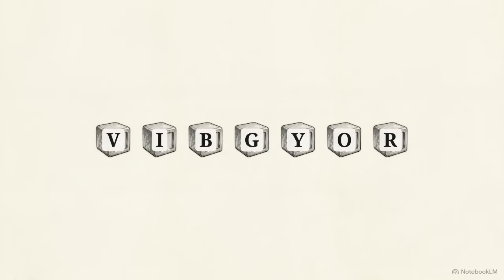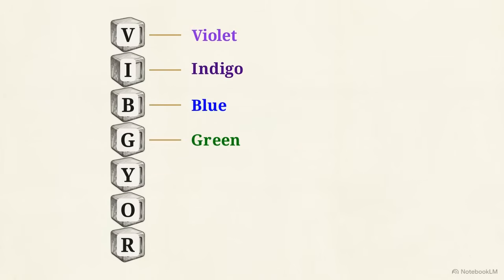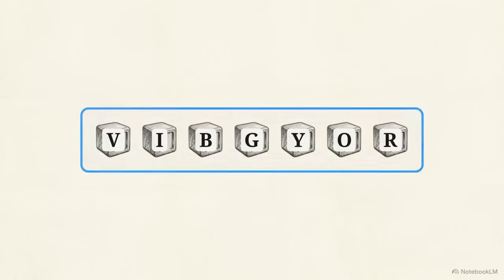Think about how you learned the colors of the rainbow in childhood, or the mathematical order of operations. You didn't memorize violet, indigo, blue, green, yellow, orange, and red as 7 distinct unrelated items. You memorized VIBGYOR, and that single string of letters provided the structure for the whole sequence.